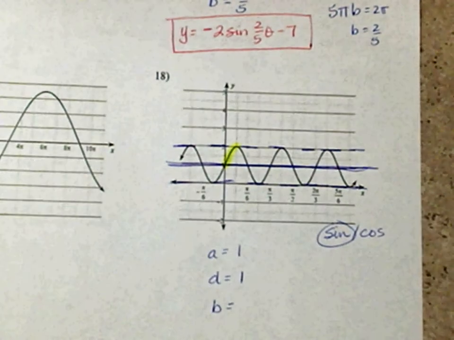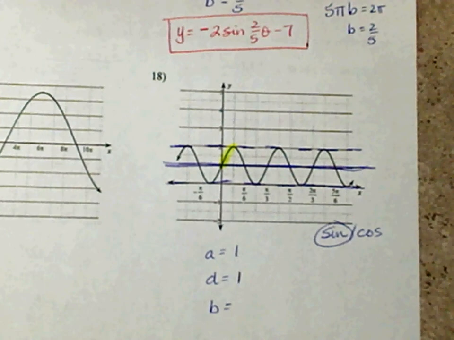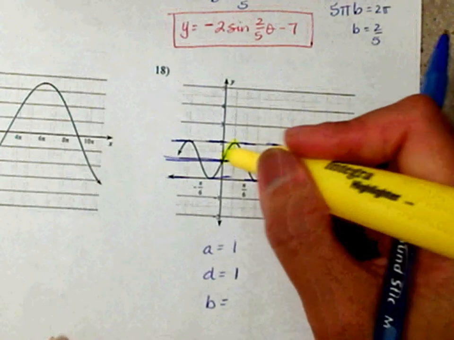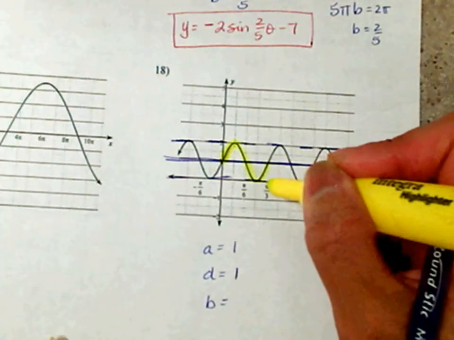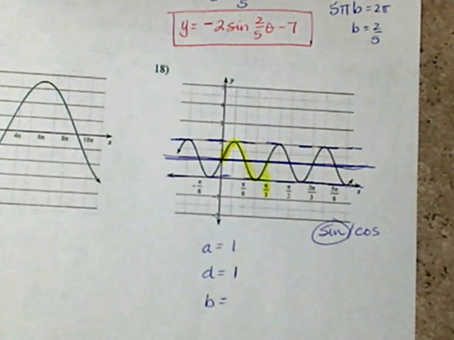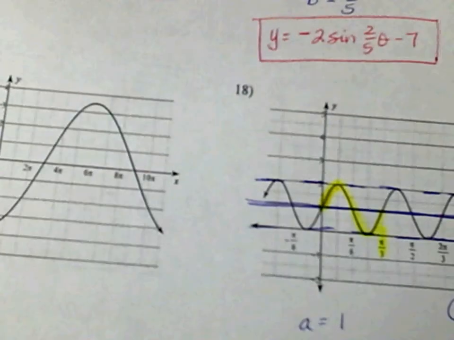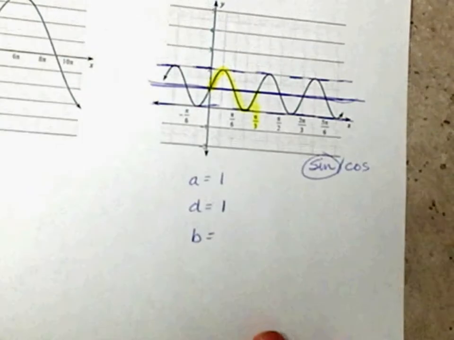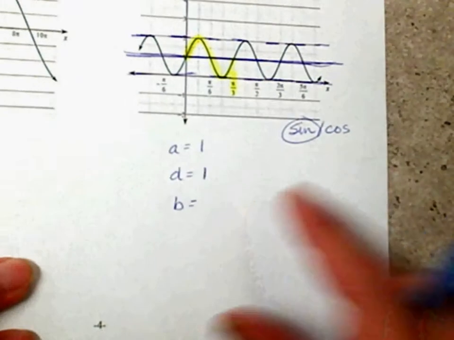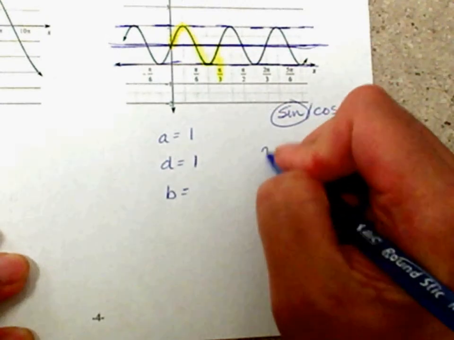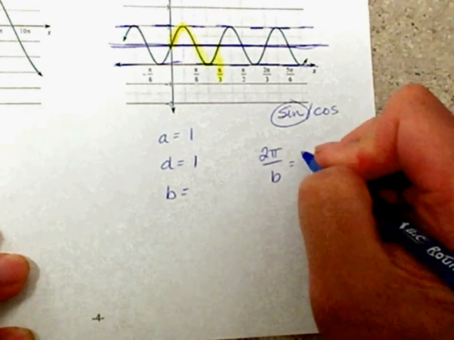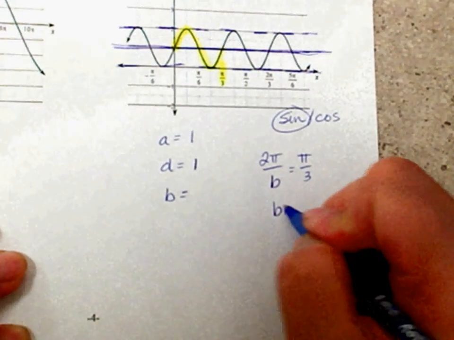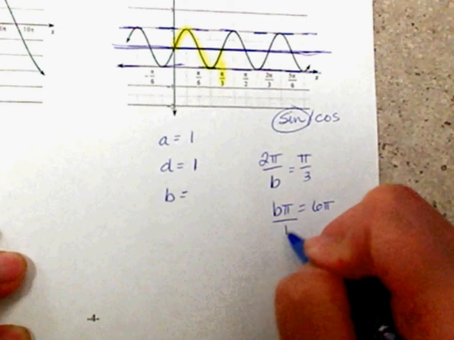Now let's take a look. Do you see how there's a whole period right here from here to here? At pi over 3. And because you can see that, pi over 3, right there, you don't have to double it because you see the whole period. So 2 pi over b is equal to pi over 3. That's a b. Cross multiply, b times pi is equal to 6 pi. Divide by pi, b is equal to 6, okay?